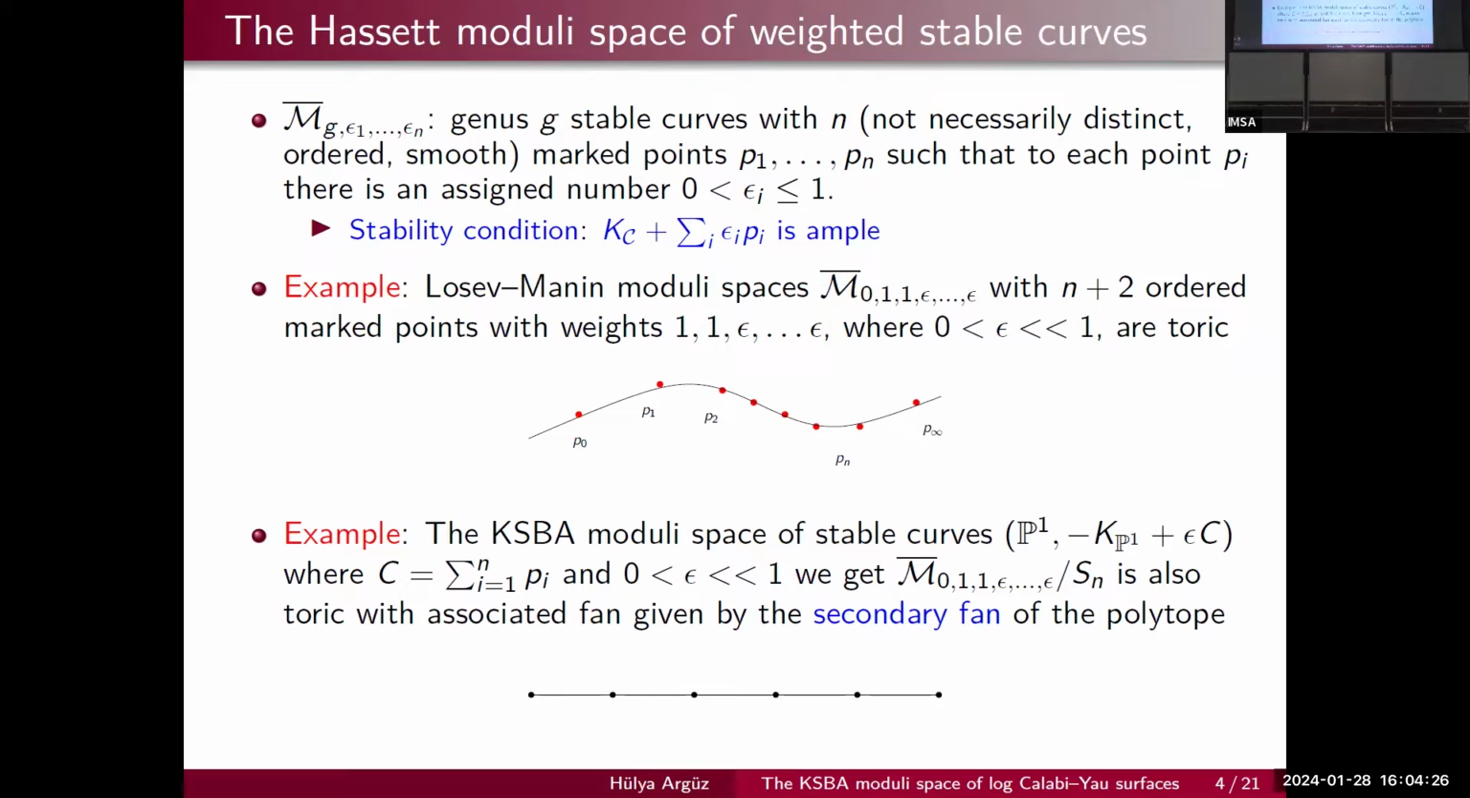Historically, actually, some simple cases, or some versions of these moduli spaces, were studied much before Hassett. They are known as Losev-Manin spaces. So Losev-Manin studied the particular case where they consider genus 0 and they take n plus 2 ordered marked points. I try to illustrate here on a curve where you can imagine p0 and p infinity, your 2 points on P1, giving the anticanonical divisor. And in addition, you consider n more points on the curve. And to p0 and to p infinity, you're associating weights 1, and to all other points, you're associating weight epsilon, where epsilon is a very small number close to 0. And these spaces were studied by Losev-Manin, who showed that this moduli space is a toric variety.